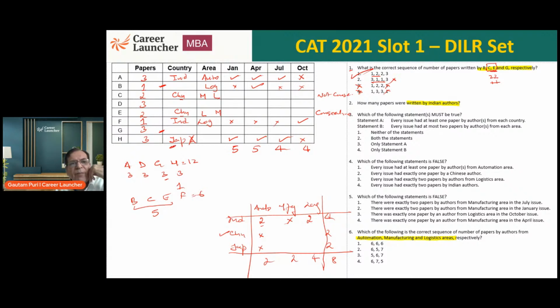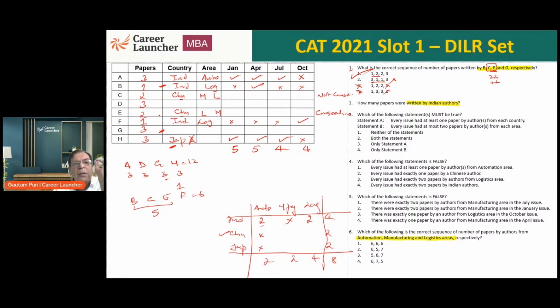Japanese is already H. So if B and G are also Japanese, that means the total number of Japanese authors becomes 3. Not possible. What does that mean? B and G have to be India. B and G have to be India because they cannot be Chinese. Both the Chinese authors have been taken care of. They are C and E.